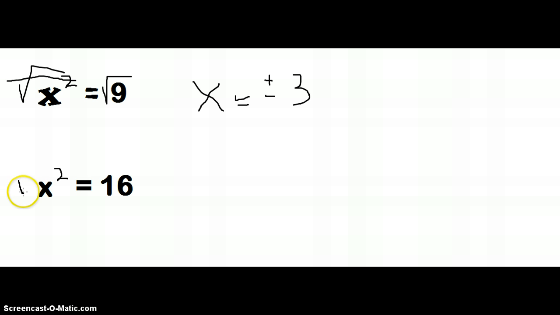So down here the same thing, take the square root of x squared to cancel that out. What you do to one side you have to do the other. Take the square root of 16. So on the left side we're left with x, and on the right side we're looking for the square root of 16. So what number times itself gives you 16? The answer to that is 4. 4 times 4 gives you 16. So plus 4, but also negative 4 times negative 4 equals 16. So the correct answer is plus or minus 4.